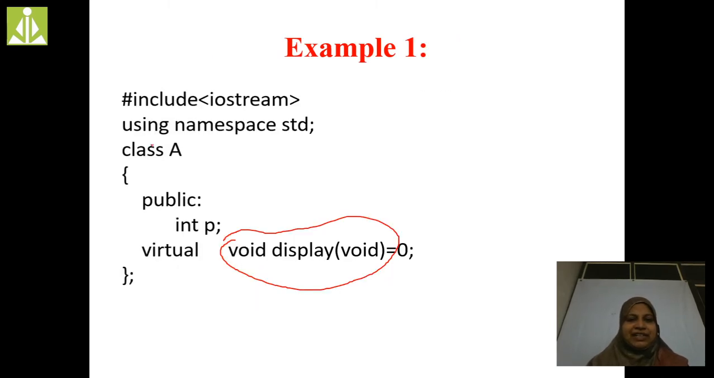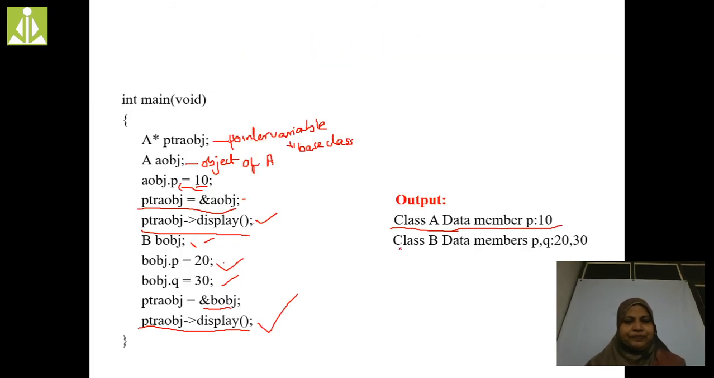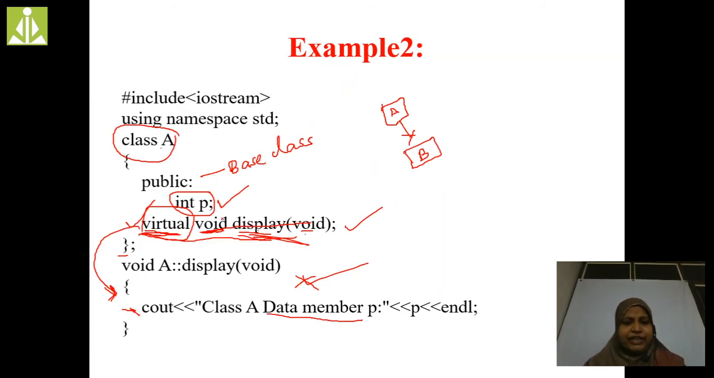See here, class A public int p, virtual void display equals to 0. Here I am going to declare one data member. Here virtual void display is there, right? In the previous example, I was declaring virtual void display. After that, outside class A, this is the definition of the virtual function, right? Outside the class I am defining the virtual function definition.